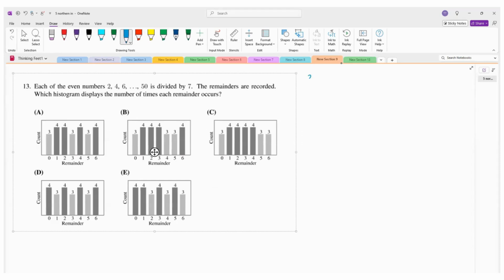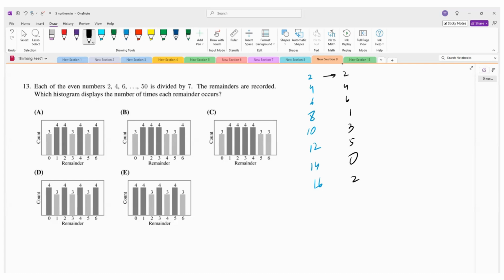If I write down all the even numbers, 2, 4, 6, some of them at least, 10, 12, 14, 16. So let's look at the remainders that we get. So the remainders are going to be 2, 4, 6, 1, 3, 5, 0. Okay, then again it starts 2. Sorry, change color.